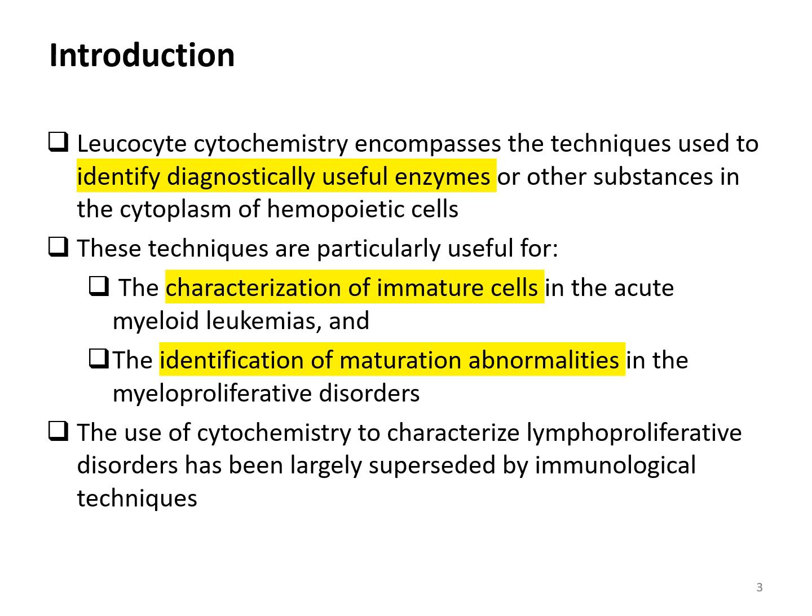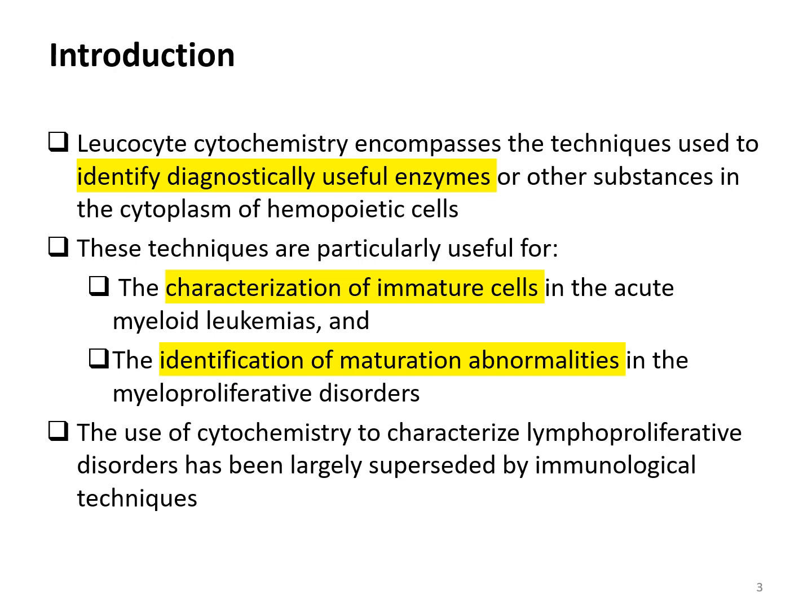Leukocyte cytochemistry refers to techniques that we use to identify the presence of enzymes or other substances in the cytoplasm of hemopoietic cells, primarily the WBCs and the precursors of WBCs. We use these techniques to characterize the immature cells in the different types of leukemias, particularly acute myeloid leukemias, and to identify abnormalities in the maturation of those cells in the myeloproliferative disorders.